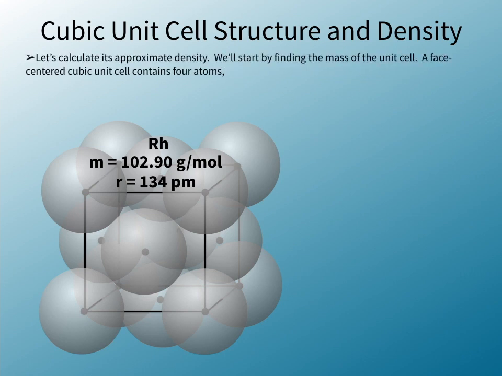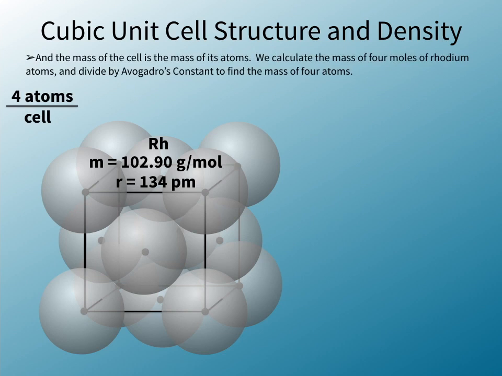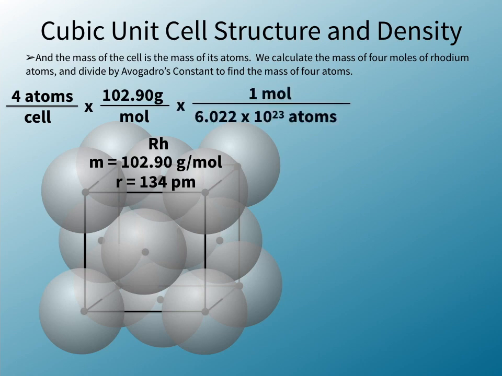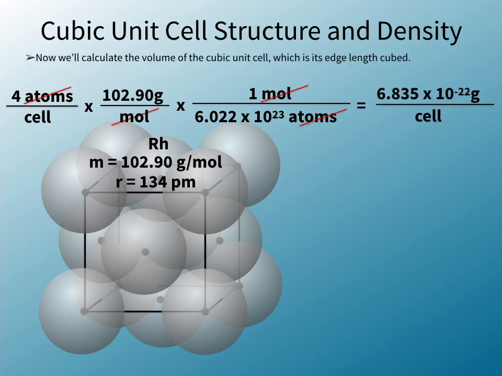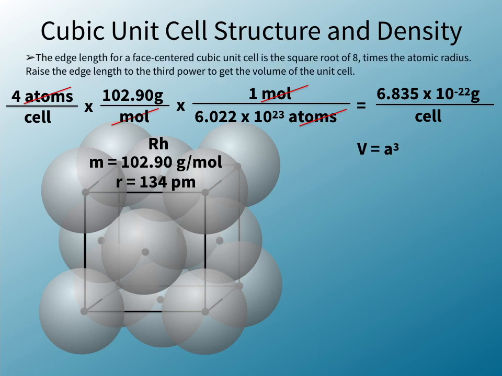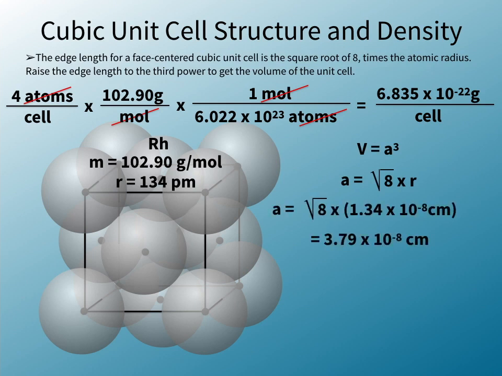We'll start by finding the mass of the unit cell. A face-centered cubic unit cell contains 4 atoms, and the mass of the cell is the mass of its atoms. We calculate the mass of 4 moles of rhodium atoms and divide by Avogadro's constant to find the mass of 4 atoms. Now we'll calculate the volume of the cubic unit cell, which is its edge length cubed. The edge length for a face-centered cubic unit cell is the square root of 8 times the atomic radius. Raise the edge length to the third power to get the volume of the unit cell.